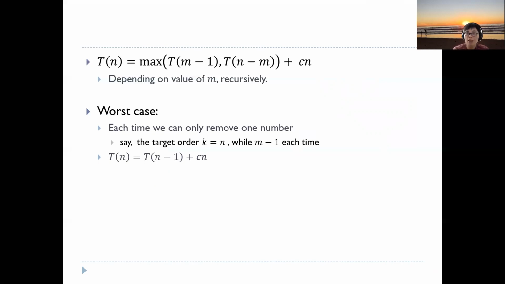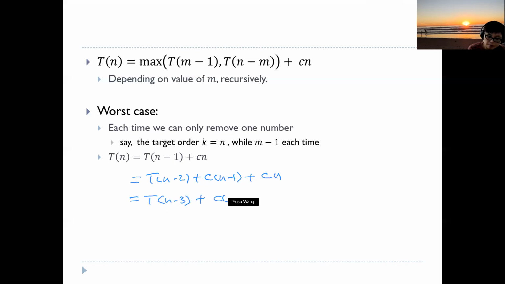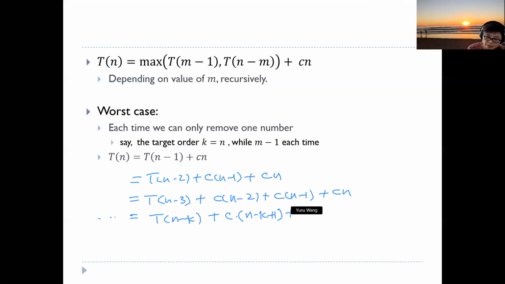Okay, we send that to m equal to 0, 1, or m equal to m. Okay, and for this one, if you solve it, then this equals T(m-2) plus c(m-1) plus cm. If you expand it, you can see that in general, after k times, you have c times (m-k+1) plus c times (m-k+2) plus c(m-1) plus cm.